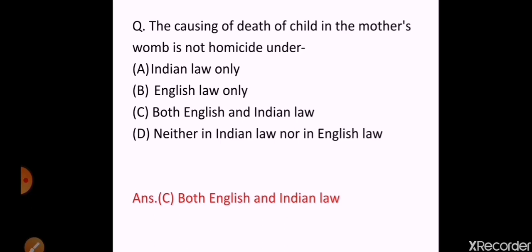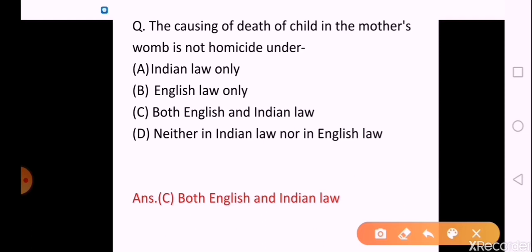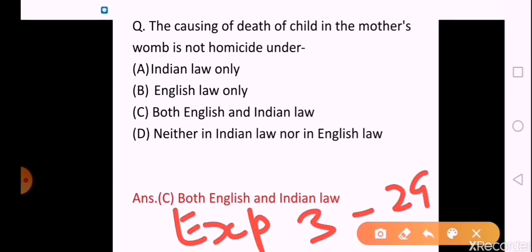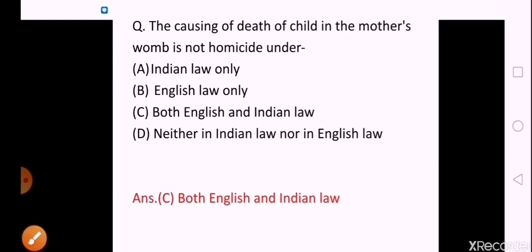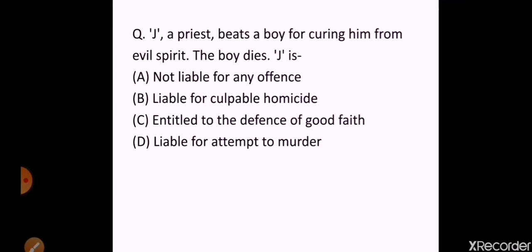So here is explanation 3 of section 299, which says that in respect of Indian law, the same is in the English law, which provides that causing of death of a child in the mother's womb is not a homicide. Fine.